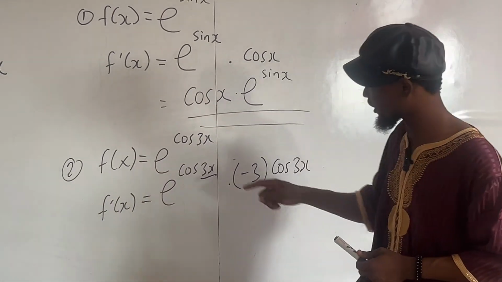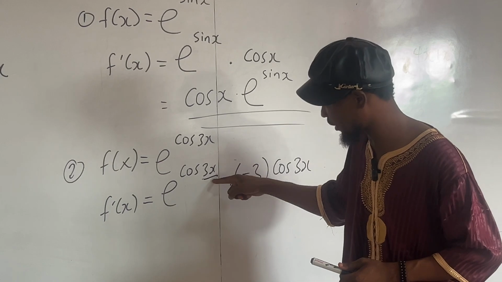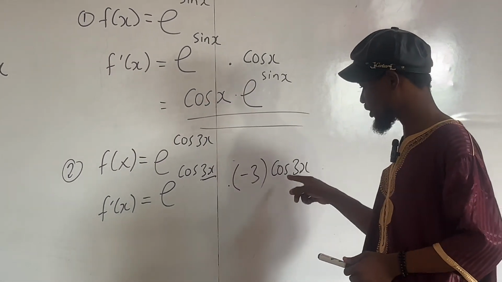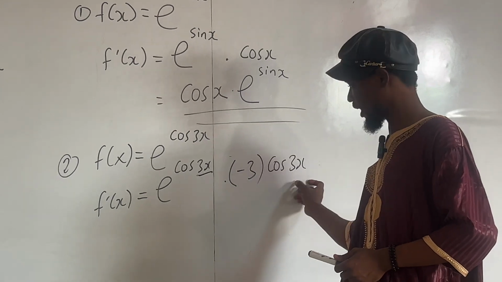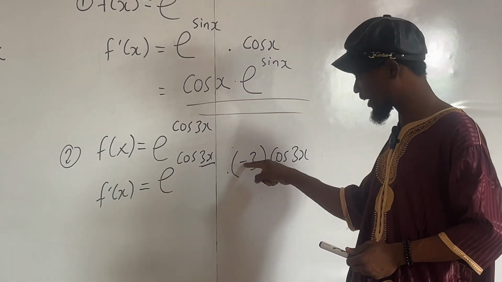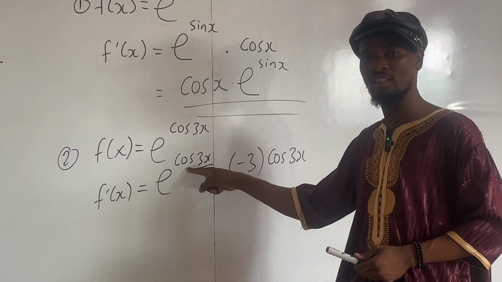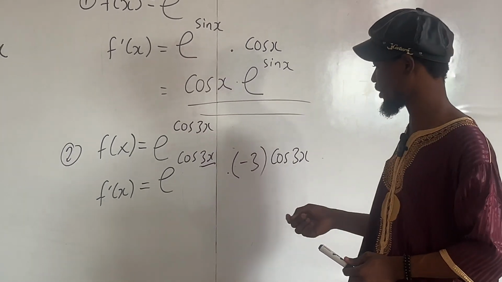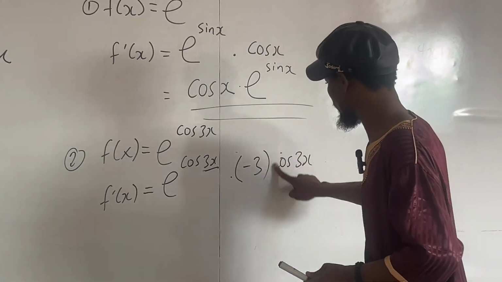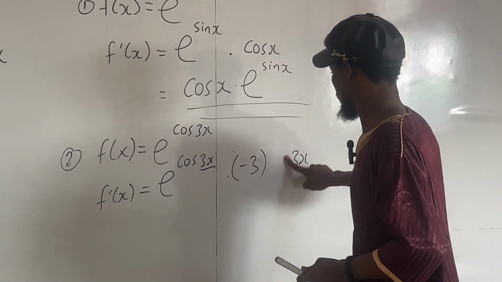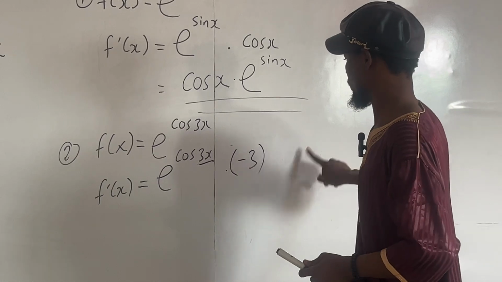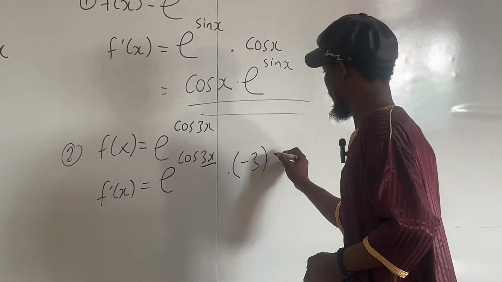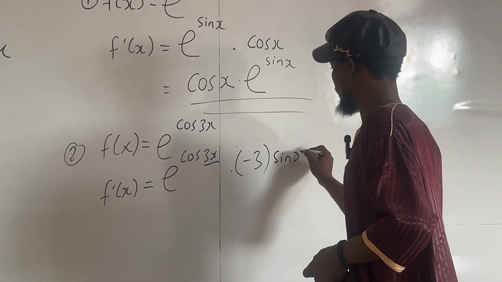So the differential of this function becomes your coefficient, then you add your trig function attached to it. Negative, because when you differentiate a cos function, you have a negative sign. So this becomes negative 3, then sine 3x.